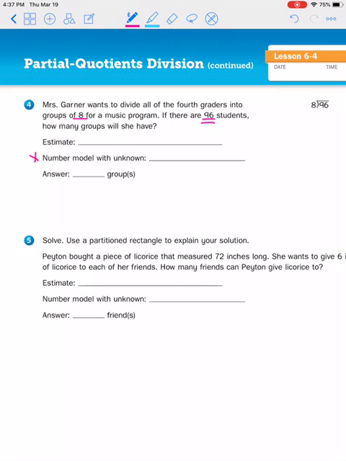So remember, we're going to start with that unknown again. She has 96 students that she has to divide into groups that can have 8 students equals, I'm going to put a G for group. So now I'm going to estimate. Again, both of these are close to 100, this is close to 10. So 100 divided by 10, I think she'll roughly have about 10 groups to bring to the music program. 10 groups of 8 kids. So let's see how close our estimate is going to go.